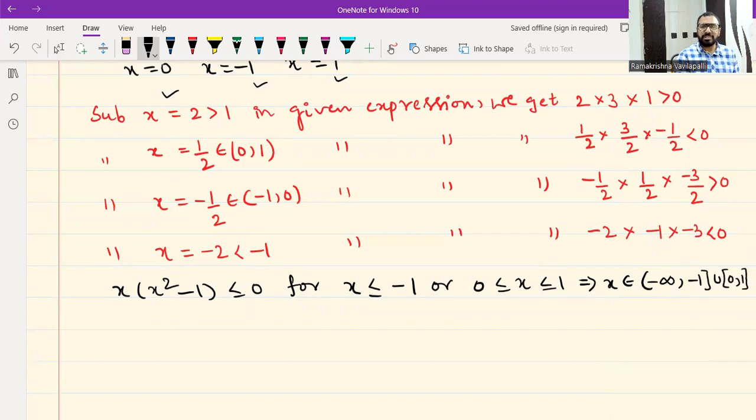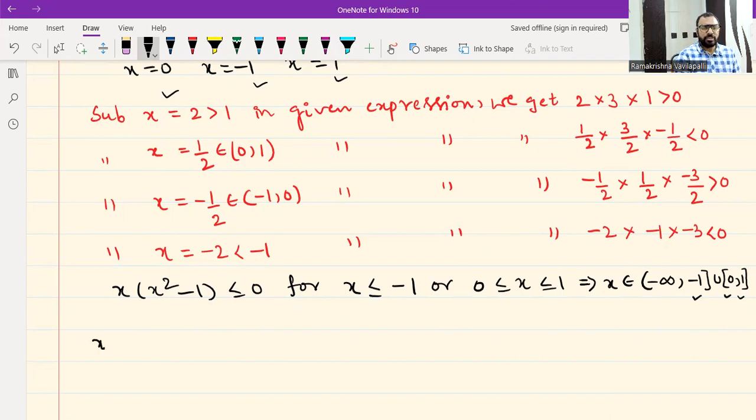You must check that this expression is 0 when x equal to 0 or plus or minus 1. These all three numbers must be included in the interval. So here minus 1 is included, 0 is included, 1 is also included. If any number is missing at which that expression is 0, you have to add it separately.